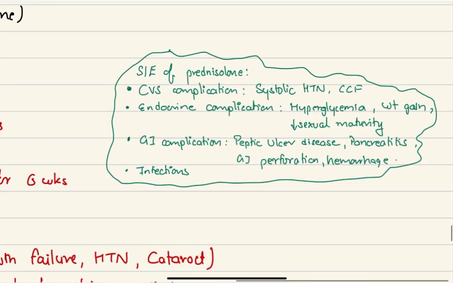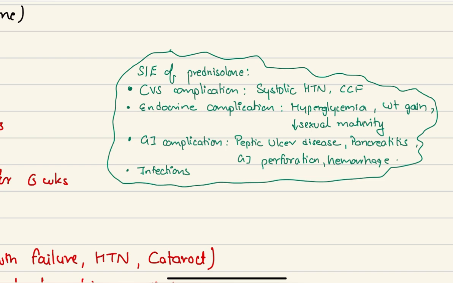Now you have to be careful while using steroids because of their side effects. So what could be the side effects? That could be cardiovascular complications like systolic hypertension, congestive cardiac failure. There can be endocrine complications like hyperglycemia, weight gain, decreased sexual maturity. GI complications can occur like peptic ulcer disease, pancreatitis, GI perforation, hemorrhage, and lastly there is also risk of infections.